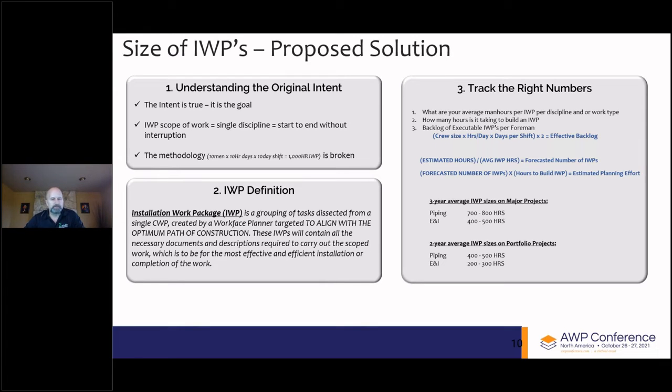And as Alex brought up, the safety aspect of that work is very important to have within the IWP. IWPs will also have constraints identified and/or mitigated 4 weeks prior to the execution. So based on this current understanding, a proposed definition for the industry around an installation work package would go something like this. An IWP, an installation work package, is a grouping of tasks dissected from a single CWP created by a work phase planner targeted to align with the optimum path of construction.